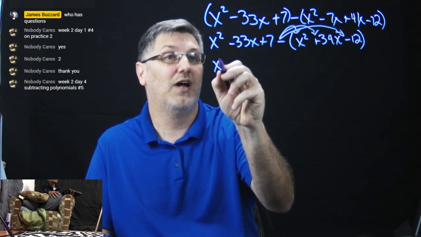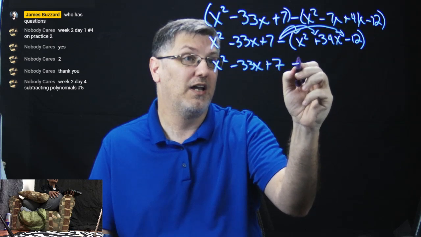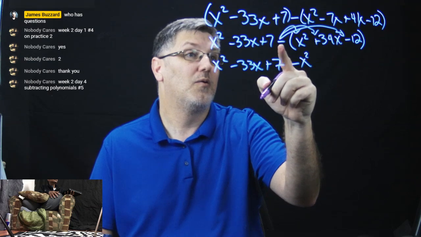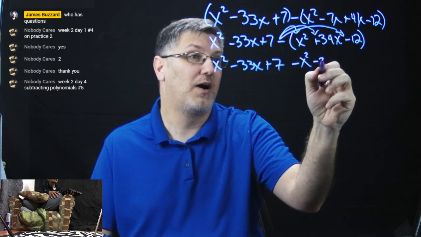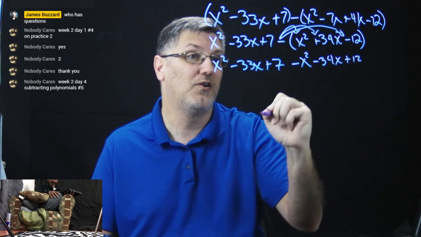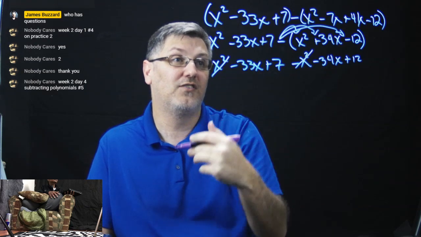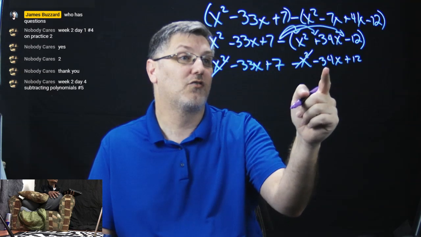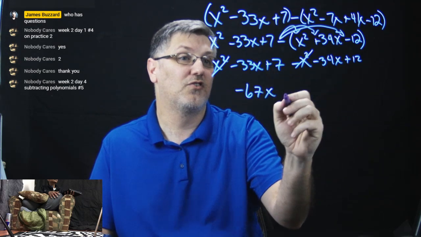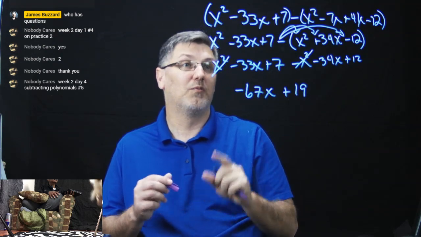So this turns into x squared minus 33x plus 7 minus x squared, because a negative times a positive x squared is a negative x squared. A negative times a positive 34x is minus 34x, and a negative times a negative 12 is a positive 12. And from here, we just simply combine like terms. I have x squared minus x squared. Well, those go away. That's 0. Negative 33x minus 34x should be negative 67x. And then 7 plus 12 gives me 19. And there's your solution. Not terribly bad.